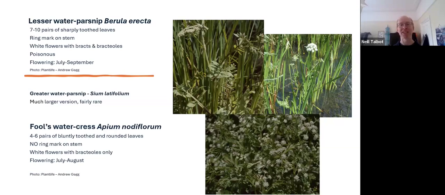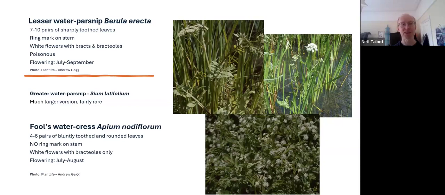One other thing that the lesser water parsnip has is a ring mark on the stem, which is a paler mark immediately below the leaves. It doesn't show on this picture particularly well, but that's something to look out for, because if it hasn't got a ring mark, it's more likely to be fool's watercress, but obviously you'd need to look at all the other features to work out whether it is or not.